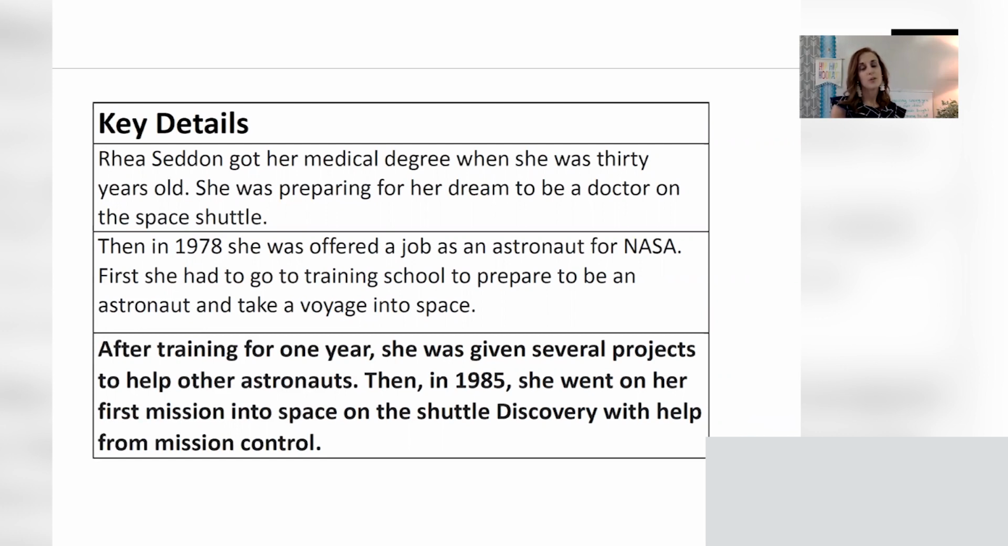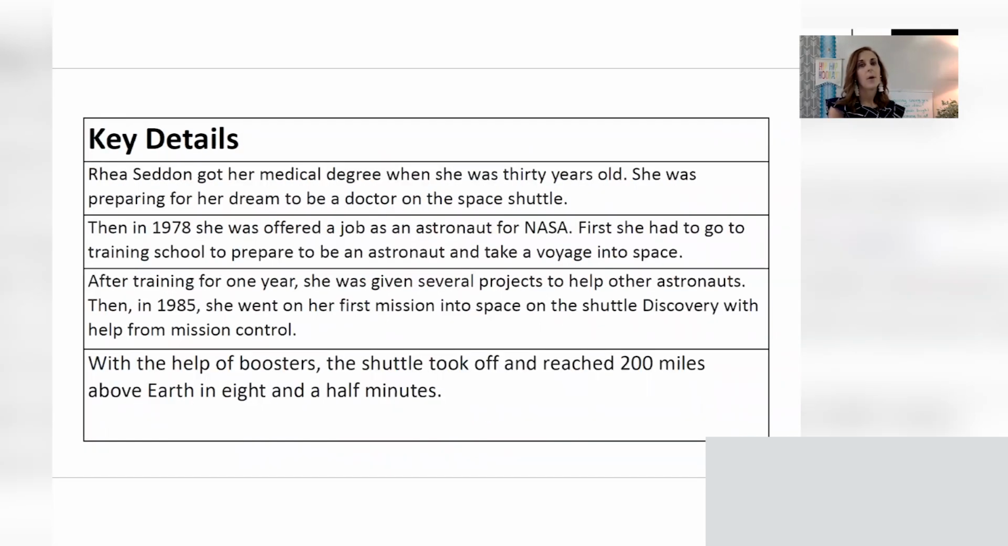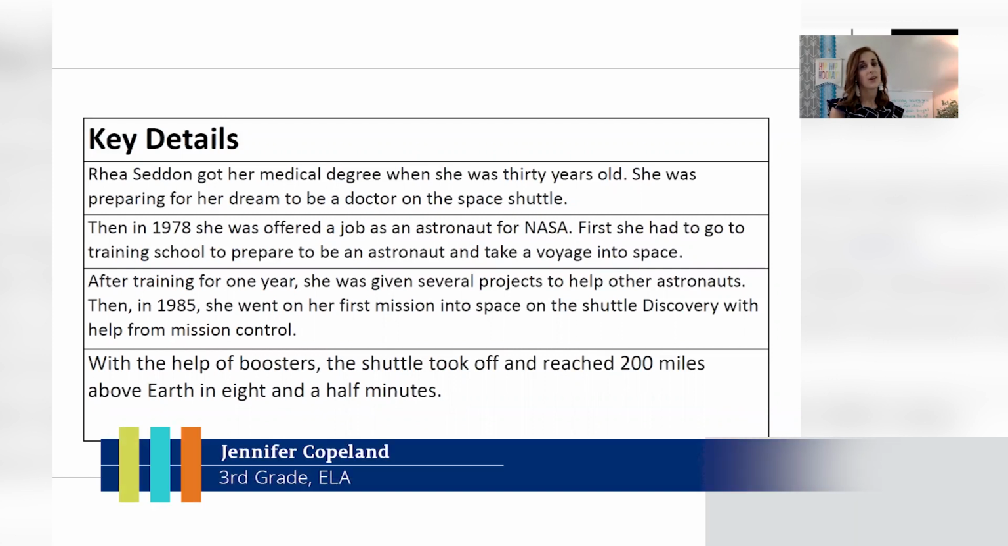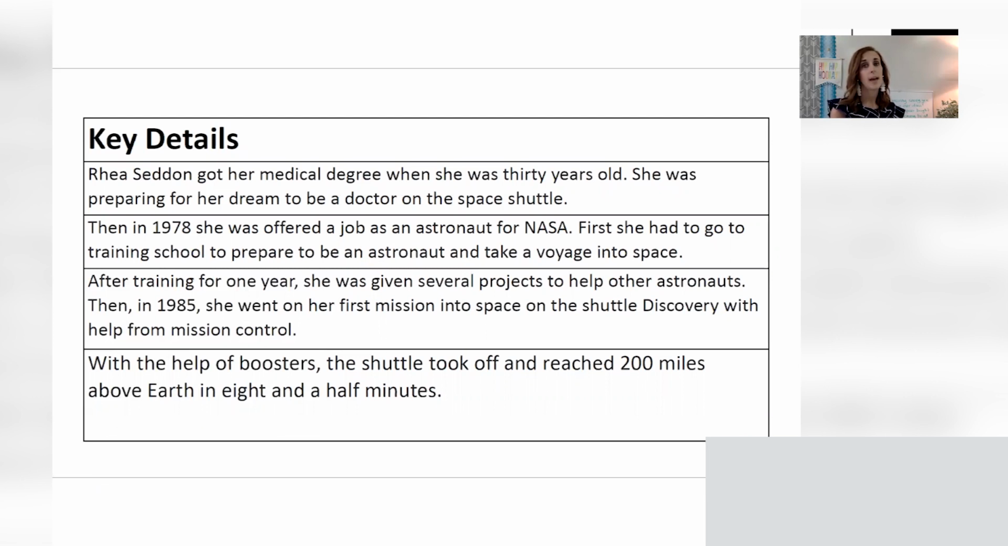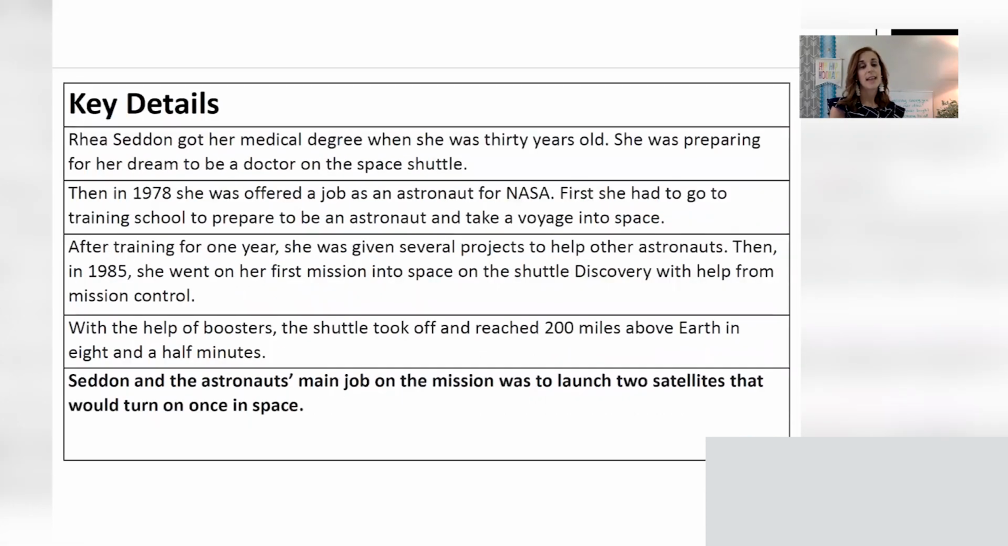Awesome job! You may have written something like, with the help of boosters, the shuttle took off and reached 200 miles above Earth in 8.5 minutes. Thank you for including the vocabulary word shuttle and booster. Let's keep going. After Dr. Seddon reached space, tell me the next key detail using vocabulary words. That's it. Seddon and the astronauts' main job on the mission was to launch 2 satellites that would turn on once in space.